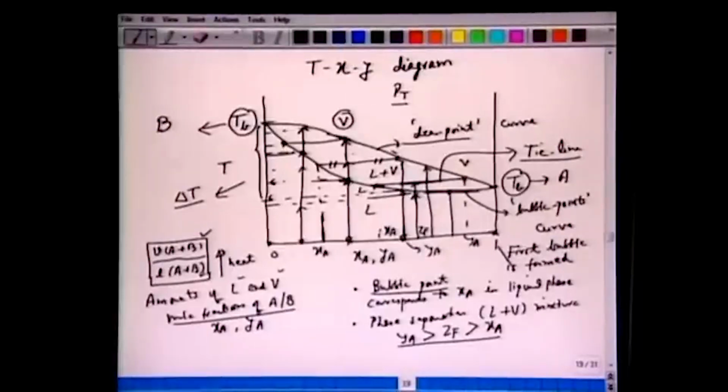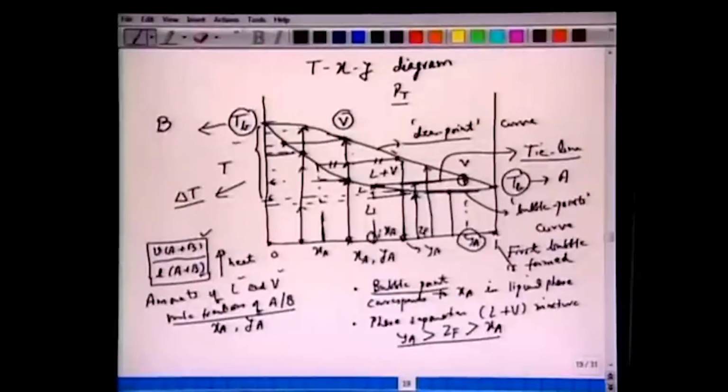Now there is liquid and vapor formed. Vapor phase composition is given by this YA, and the liquid phase composition will be given by XA. You can see YA is greater than ZF and ZF is greater than XA, which means there is an enrichment. We are starting with 60% mole fraction of A. Now we have been able to achieve 80% of A in the vapor phase and 40%, for example, lesser than the feed composition in the liquid phase. So essentially we have YA greater than ZF greater than XA.